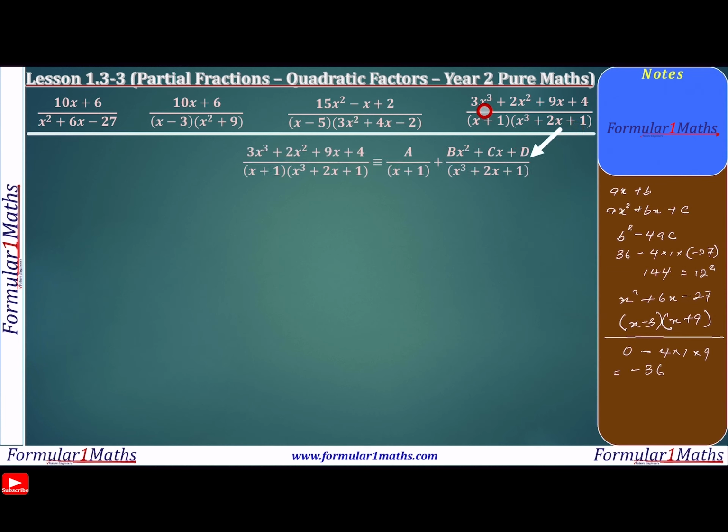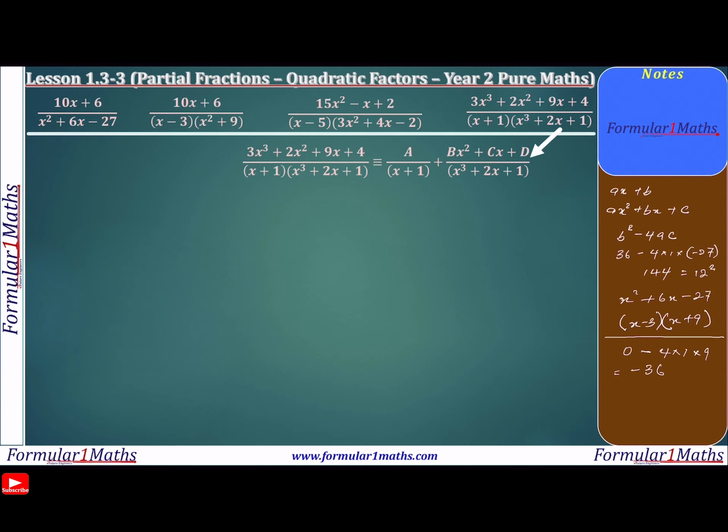We have A over x plus 1, because x plus 1 is linear. And because this is cubic, the numerator must be a quadratic. And that's where we have Bx squared plus Cx plus D over this cubic denominator. And this is how we split partial fractions up when the denominator is not linear.